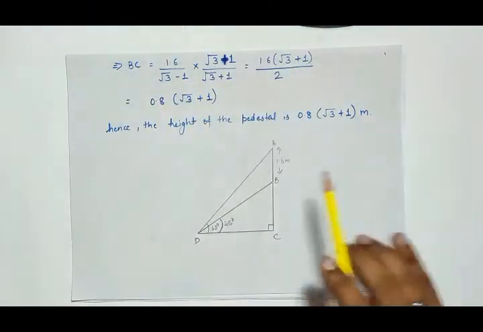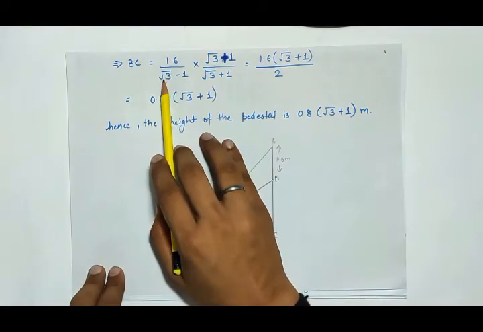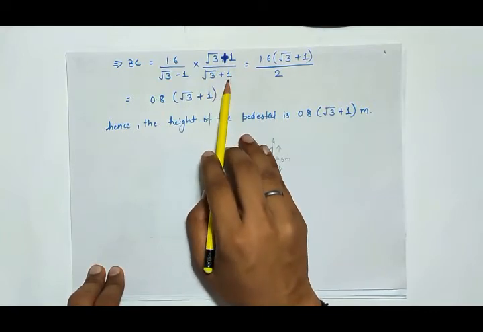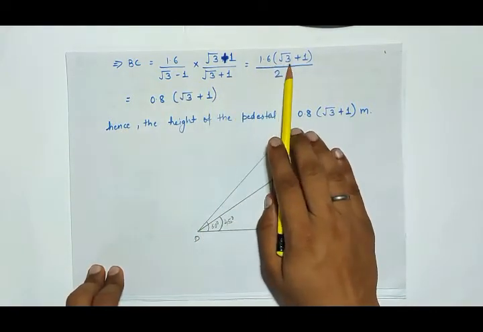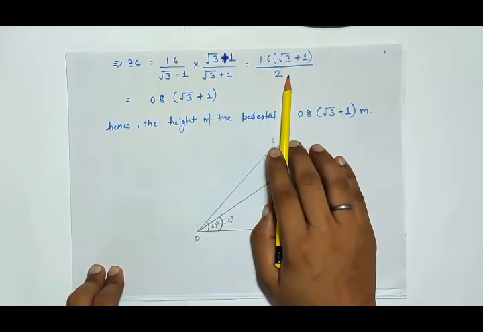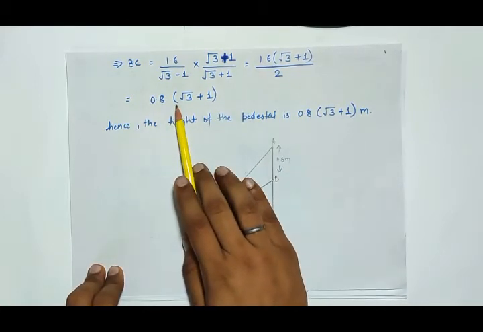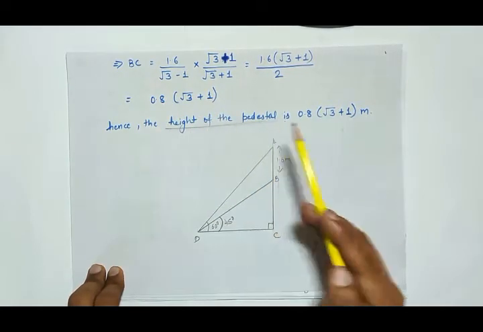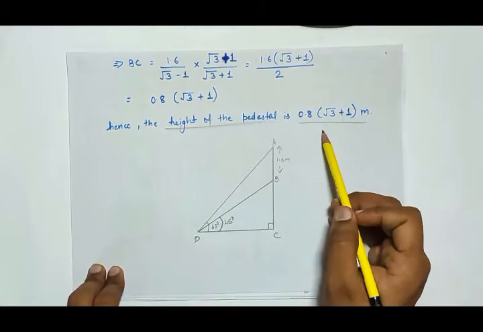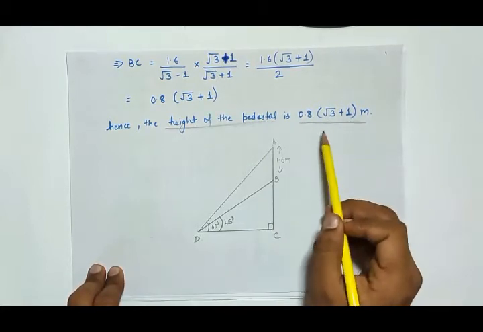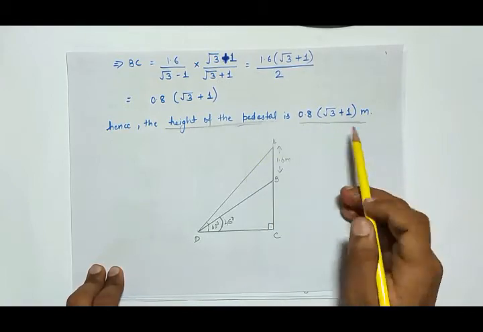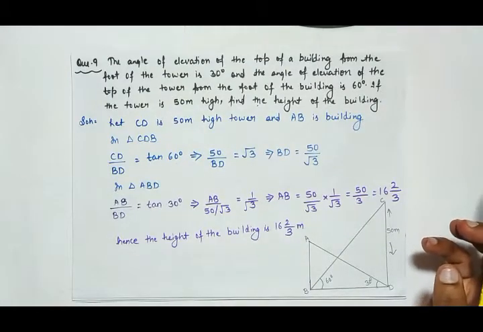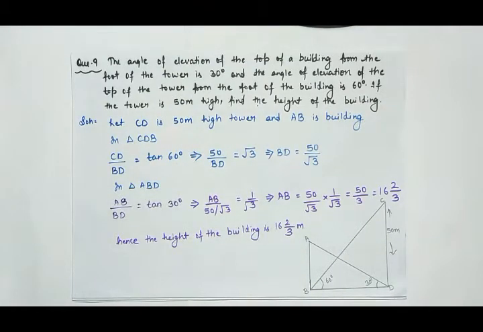Come to the next steps, that are BC is equals to 1.6 upon root 3 minus 1 into root 3 plus 1 upon root 3 plus 1 is equals to 1.6 (root 3 plus 1) upon 2. After solving this we get 0.8 bracket root 3 plus 1. Hence the height of a pedestal is 0.8 (root 3 plus 1) meter. So the height is 0.8 (root 3 plus 1) meter.